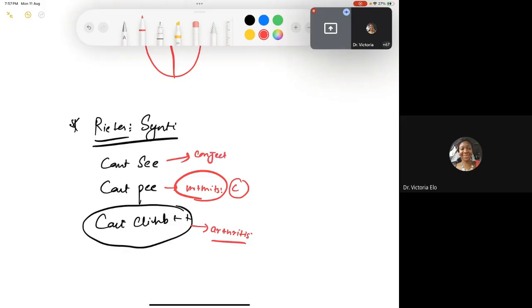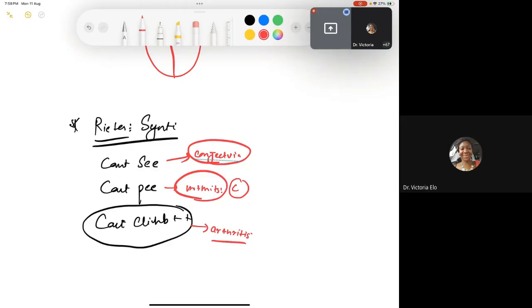Conjunctivitis. Okay, so what is the conjunctiva? We are going to discuss it in detail in our ophthalmology session. But for Reiter syndrome, the only details you have to keep in mind are: seronegative spondyloarthropathies; can't see, can't pee, can't climb the tree; associated with chlamydia trachomatis and weeks after a GI infection.